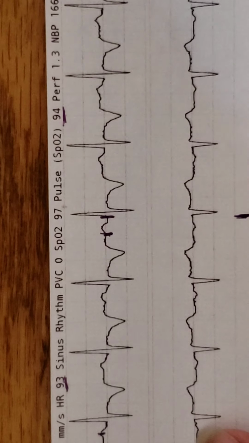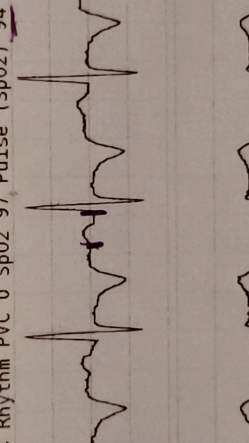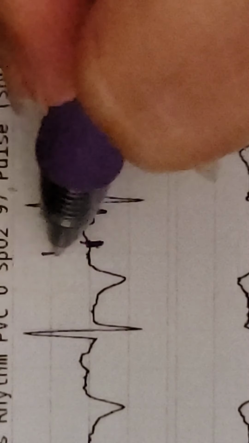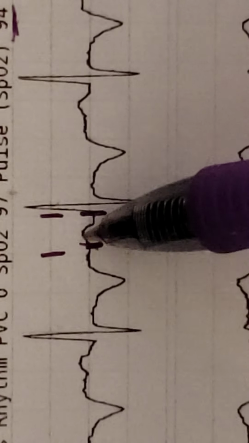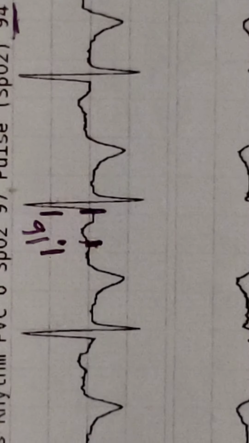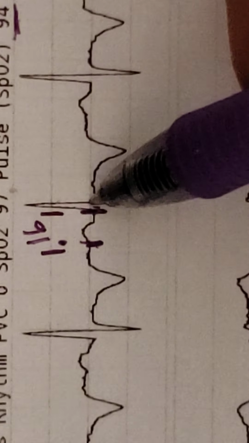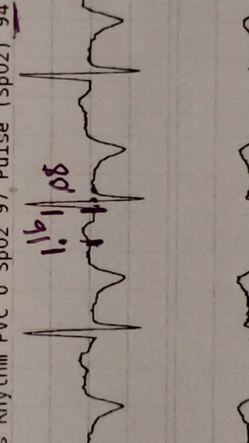So if we zoom in far enough that you can see, I'm going to try to anyways. I think you can see there, that's one large block. Here to here is one large block, and we're just inside that. So that is 4, 8, 12, 16. So our PR interval is 0.16 seconds, which is normal. Then we have our QRS, and that is 1, 2. So that's 0.08, which again is normal.